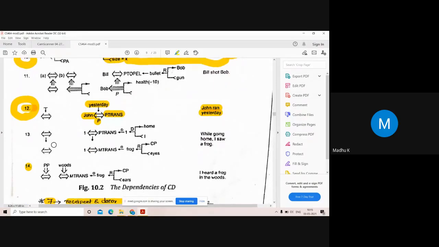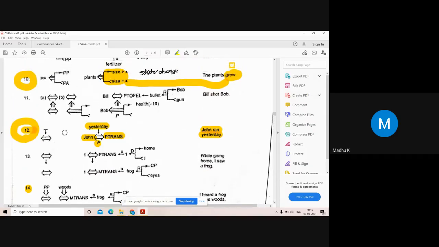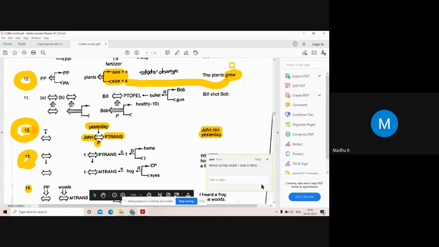Next concept is, concentrate on 13. What 13 means is that you can check the sentence. This is the sentence: "While going home, I saw a frog." While going home, I saw a frog. Okay, this is the sentence.